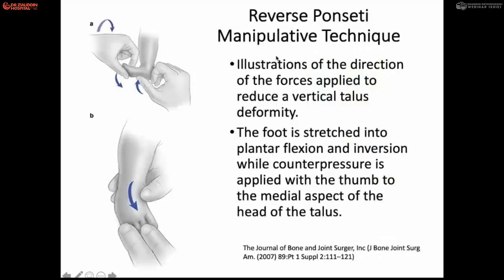So here is the detail of the procedure. Here you are maintaining the talar head after locating the talar head, and then manipulating the forefoot and dorsolateral structures towards the medial side. This photo again shows this. So this is an illustration of the direction of the force applied to reduce the vertical talus deformity. The foot is stretched into plantar flexion and inversion, while counter pressure is applied by the thumb on the medial and plantar aspect of the talar head. Here is the location.